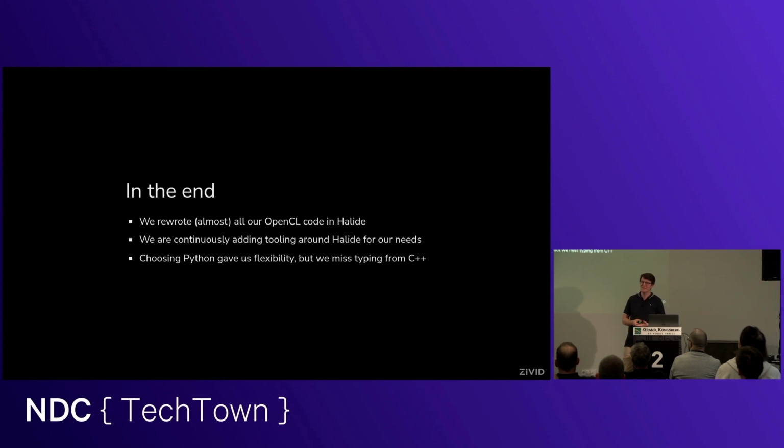So in the end, we rewrote at least almost our OpenCL code in Halide, and we were pretty happy about that. We think that we have gotten a lot of benefits from using Halide, both to separate the algorithms from the optimizations, but especially being able to do the R&D work in the same environment as the production code lives. And we are continuously trying to add new tools internally to use Halide better.